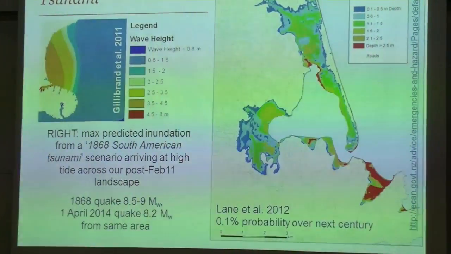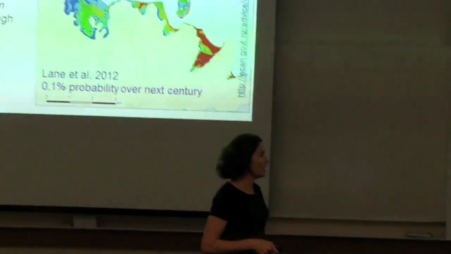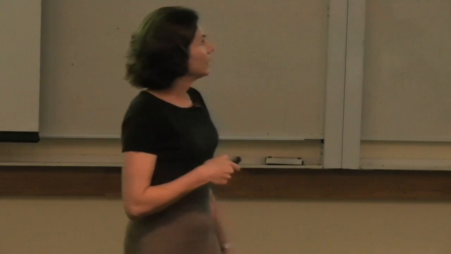Now, just a little bit of context, we had an earthquake in this very same region, in this very same fault area in South America last week. The earthquake was about 8.2 magnitude, whereas the 1868 was about 8.5 to 9. So it was a little bit larger. We had a tsunami coming across the Pacific last week, but it was a lot smaller than the 1868 scenario. But just to illustrate how active this area is in generating tsunami.